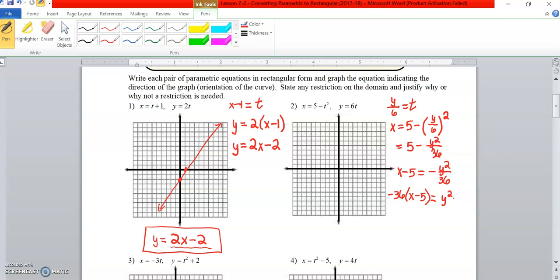Now, this is where you've got to be careful. The last step, if I want y by itself, I am going to take the square root of y squared. And that's fine, it's legal. What we do to one side, we do to the other. So we say that the square root of this left side is equal to y.